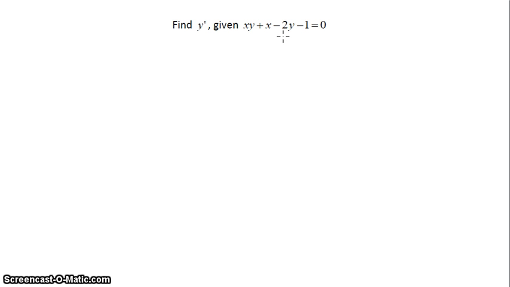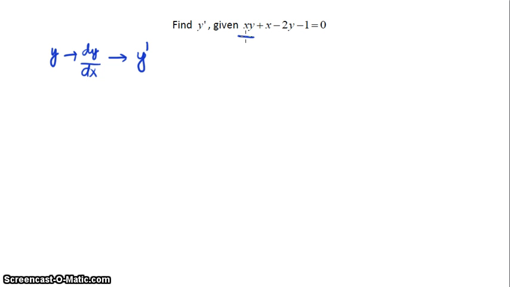So how do we find the derivative using implicit differentiation? Keep in mind that y here is a function of x. Therefore, whenever you get the derivative of y, it is dy over dx, or you can simply use the symbol for derivative, y prime. Okay, so let's differentiate xy plus x minus 2y minus 1 equal to 0.